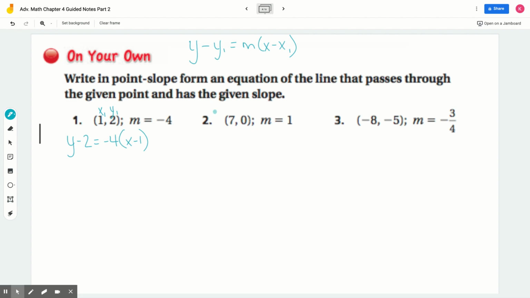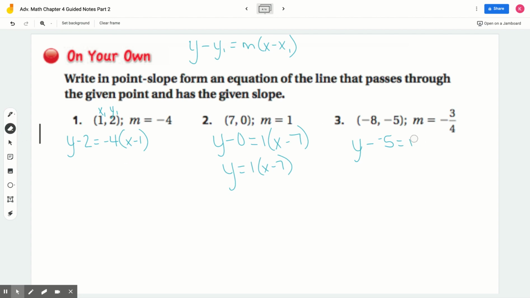Looking at number 2, we can do the same thing. We have y minus our y coordinate equals the slope times x minus the x coordinate. Now we know that y minus 0 is simply y, so this equation is going to be y equals 1 times x minus 7.